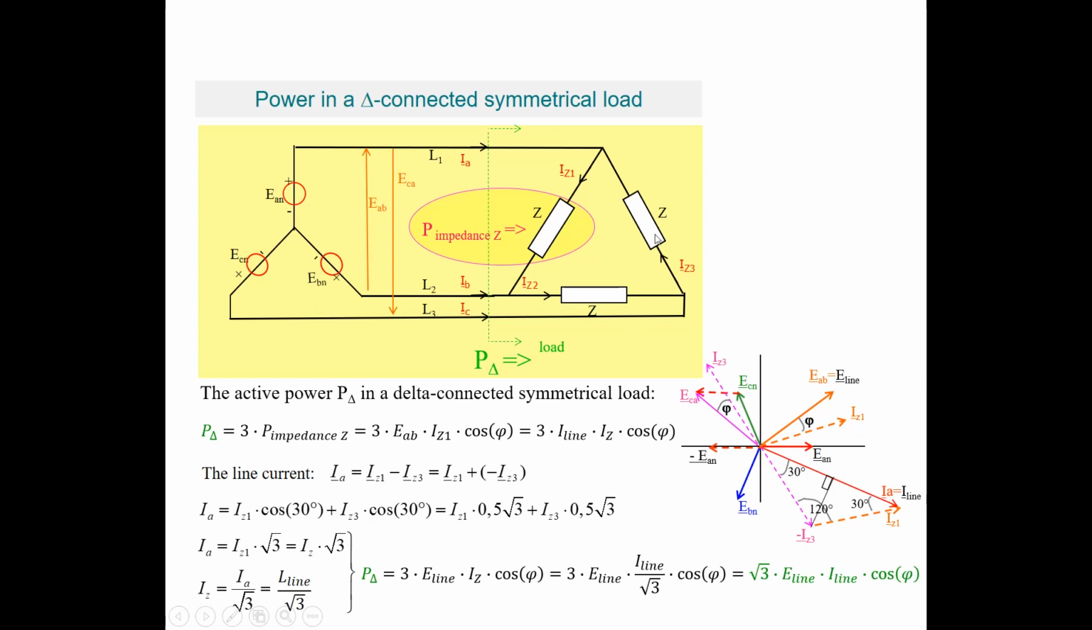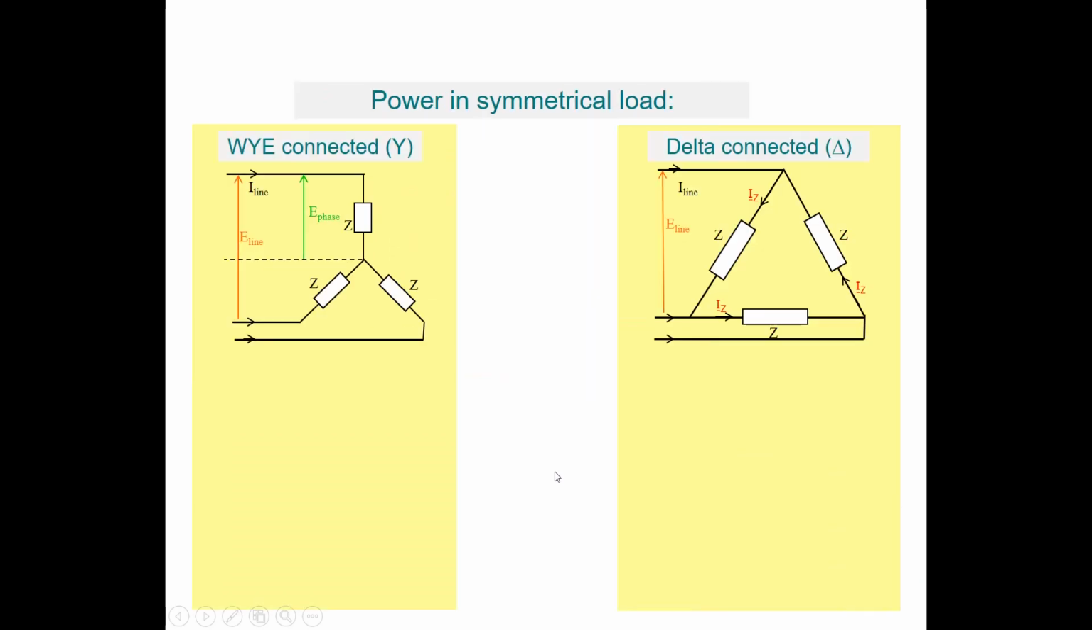So both in a Y connected symmetrical load as in a delta connected symmetrical load, the total power in that load is equal to the square root of 3 times E line, the line voltage, times I line, the line current, times the power factor, the cosine of phi. The only thing is, the question that pops up is: is I line for a delta connected load equal to I line in a Y connected load? Well, it's not, and I'm going to prove that in the following slide.